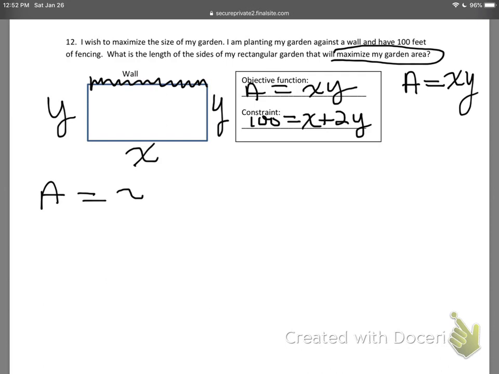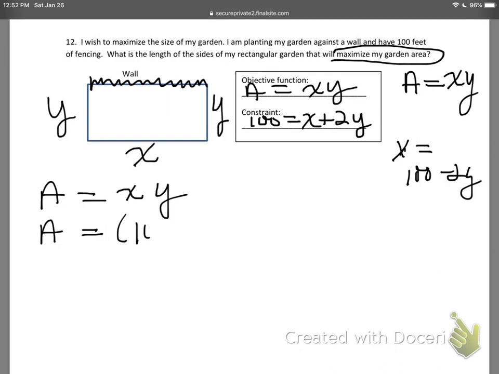Area equals xy when I have two variables. I don't want two variables. So area equals, let's substitute x equals 100 minus 2y for my x. Okay, so x equals 100 minus 2y. So here comes the x substitution.